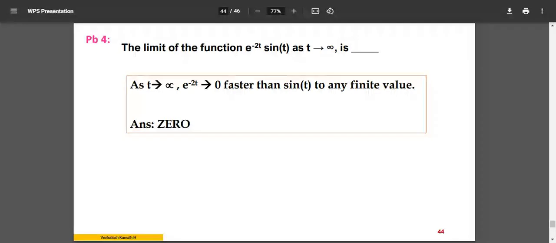Put t is equal to infinity, right? t tends to infinity means t tends to a large value. First thing is, who wins the race? There are two terms there, e power minus 2t and sine t. So they are the two factors there, that is f1 of x and f2 of x, and you're multiplying them. The first function is e power minus 2t. The second function is sine t.